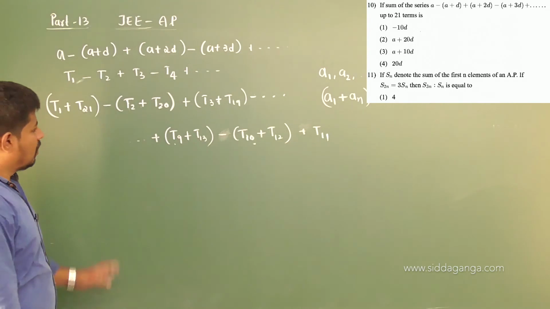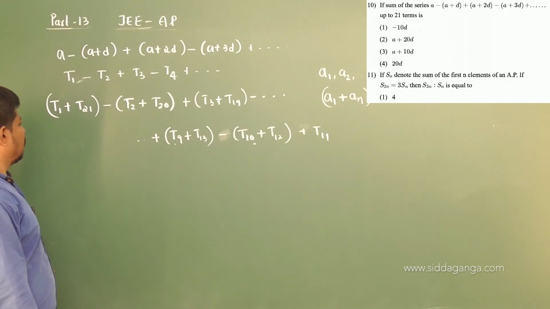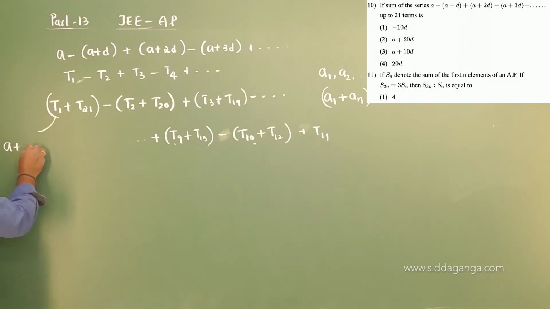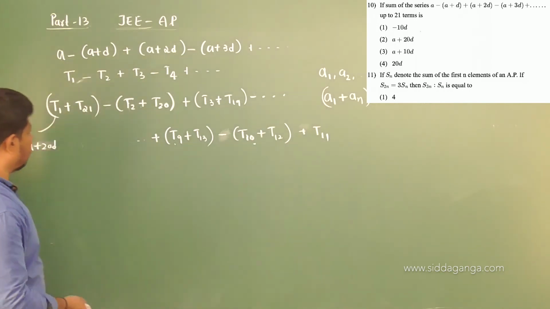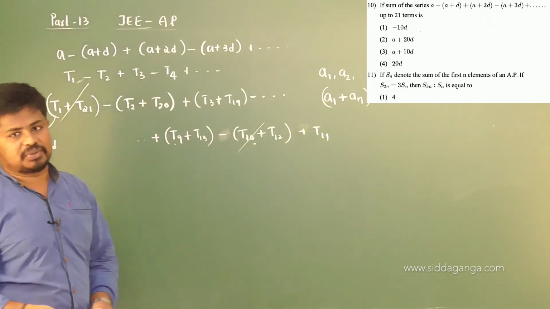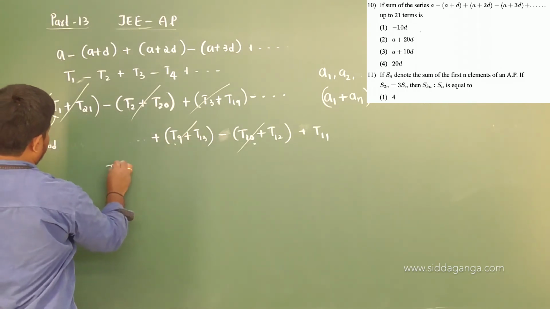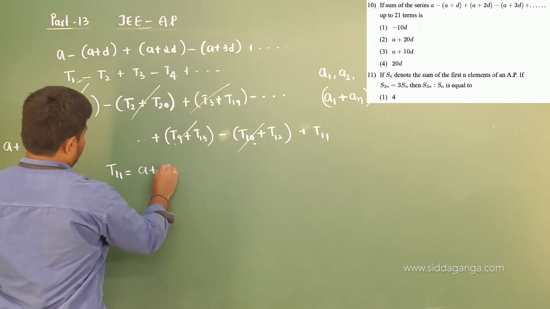We have discussed before, all these are equal because all the terms give the same thing. If you simplify this, you get a plus 20d, so 2a plus 20d. All of them get cancelled, because we will have 5 negative terms and 5 positive terms. So what remains is the last term, T11, that is a plus 10d.